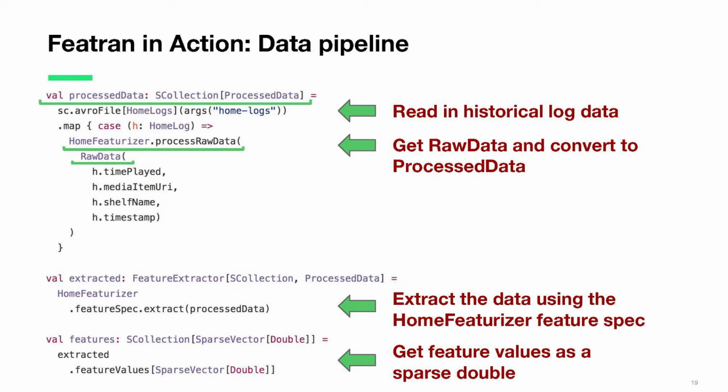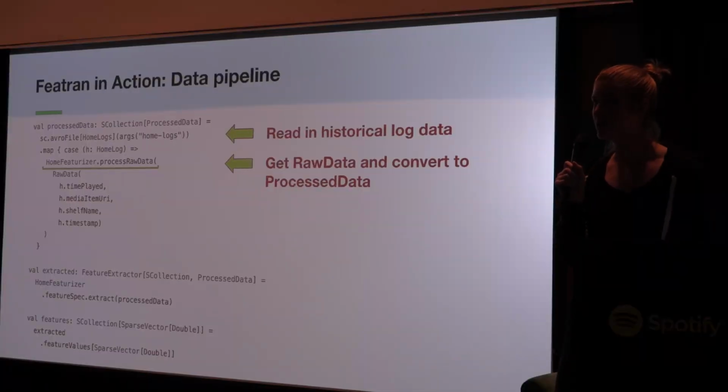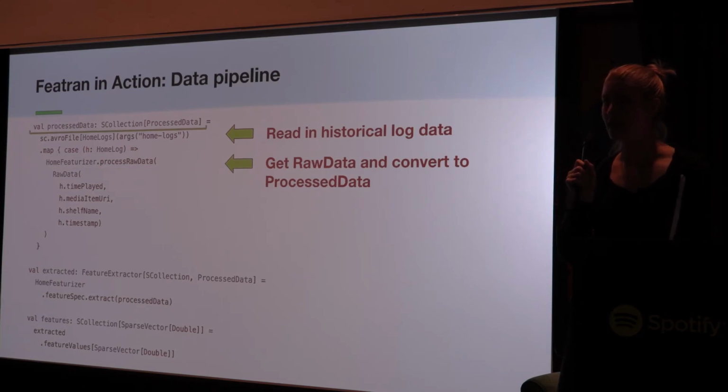So let's look at the steps that are going to take place in this data pipeline. So first is simply just reading in the historical log data. The second one is we're going to get the raw data and convert it to process data. And so the steps in this process would be, one, using the case class raw data that we defined in our common featurization library and just extracting all the fields that we need from our input data. Then calling the process data function, again defined in the common featurization library. And then finally, we're going to have an SCollection of process data.